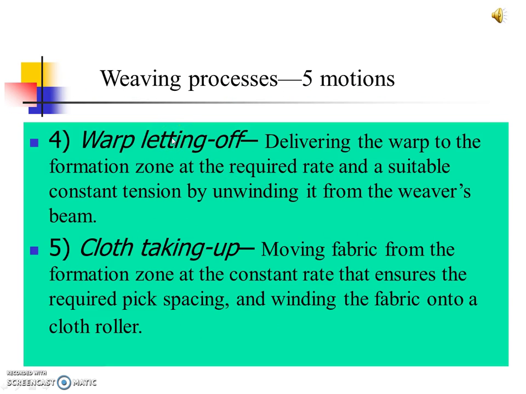The other 2 motions, which are categorized as the secondary motions, are let off and take up. It is necessary to continue the weaving process. Without these 2 motions, we cannot continue the weaving process. Hence, warp letting off is nothing but delivering the warp to the formation zone at the required rate and a suitable constant tension by unwinding it from the weaver's beam.